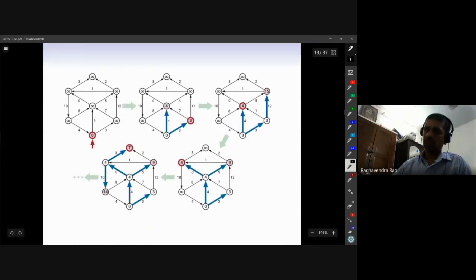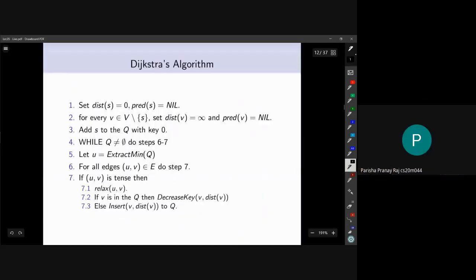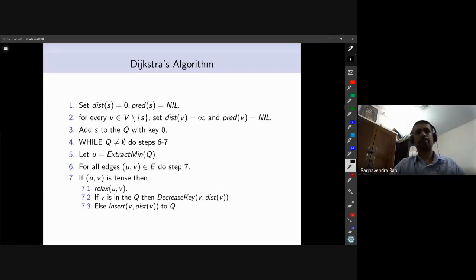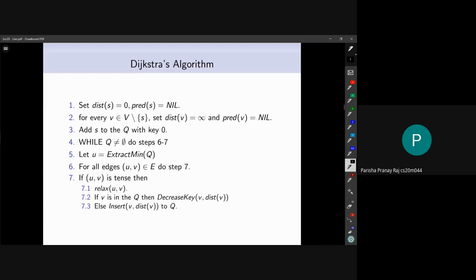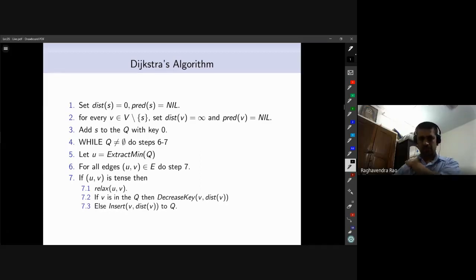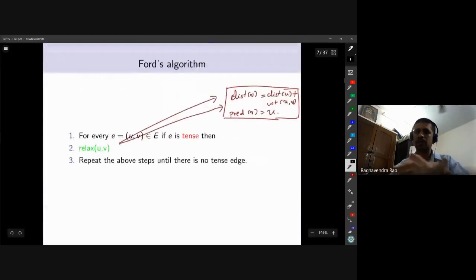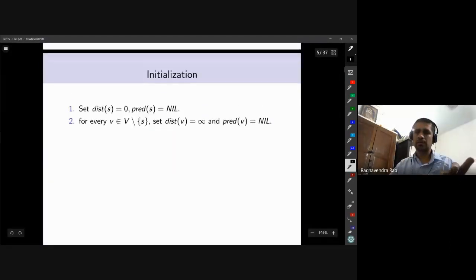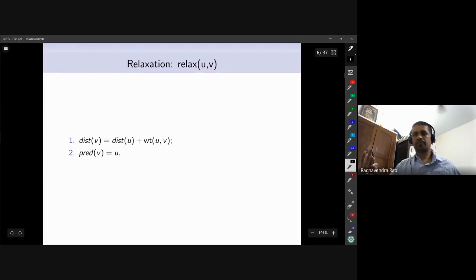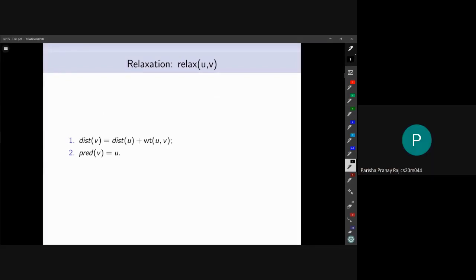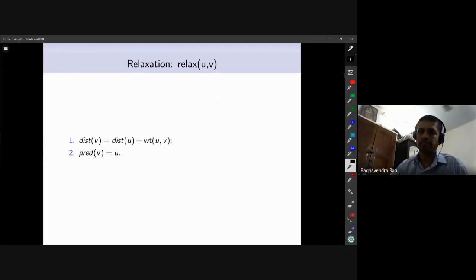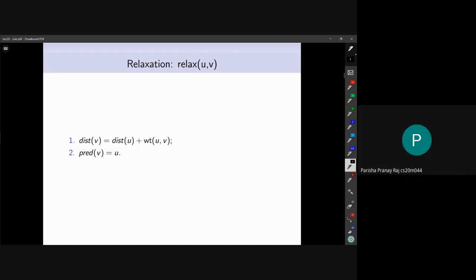Okay, good. So we'll demonstrate. Sir, the relax u v includes changing the distance of v and also including u as the predecessor of v. Yes, both of them. So this is the relax step. I've just highlighted it here. So this is the relax step. These two.